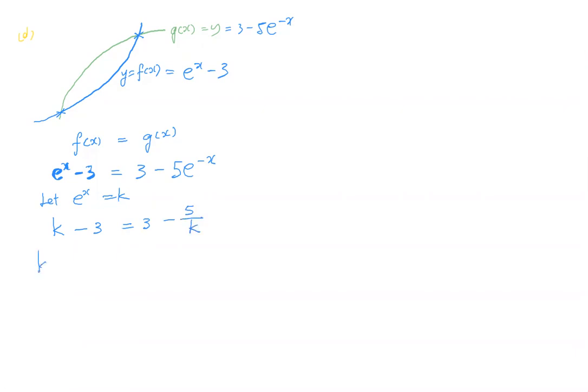So you have k squared minus 3k minus 3k plus 5 equal to 0. Okay, you solve for k. So I have k squared minus 6k plus 5 equal to 0. You can use your scientific calculator. You get your k equal to 1 and k equal to 5. Am I going too fast?